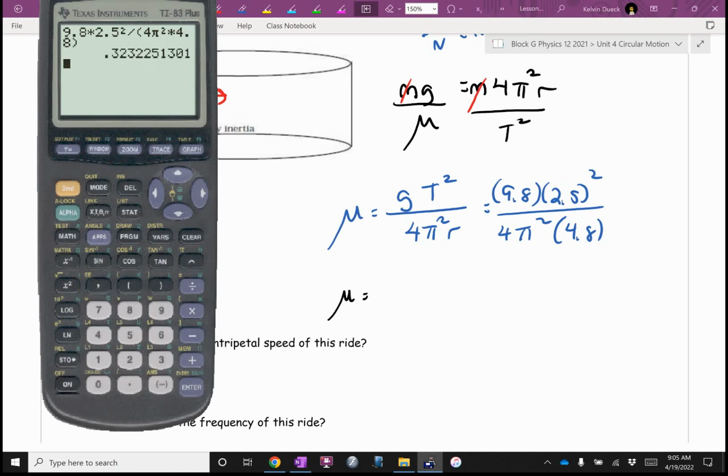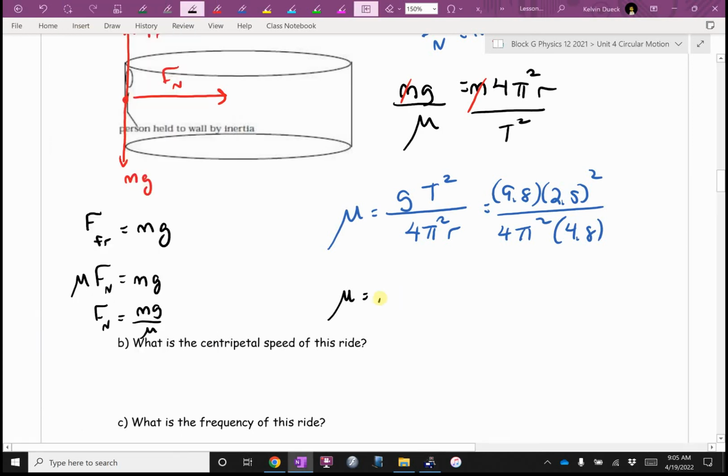And I get 0.323. Now, that would be the minimum. If that's what you had, you would feel like you were just about to slide up or down. You'd feel kind of like you were laying on ice almost. So you'd build in way more than this. But minimum, okay.